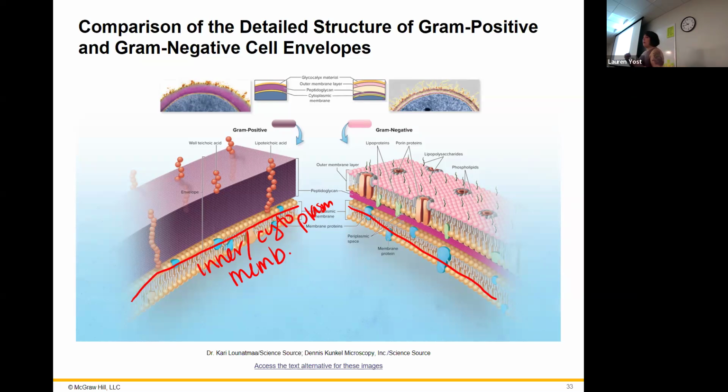If you were to get a sample from a patient and send it to the lab, and the only indicator they gave is that they saw the presence of teichoic acid, you would know right away this is a gram-positive organism. All right? So that's an identifier for that one. And there is an identifier for the gram-negatives as well.